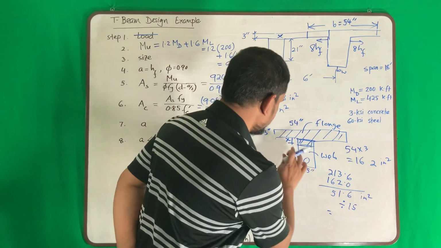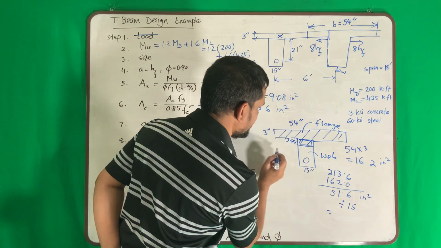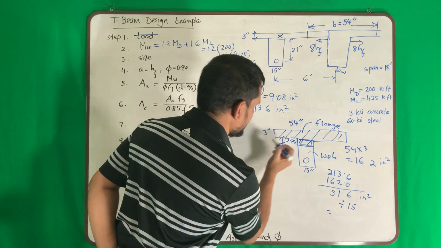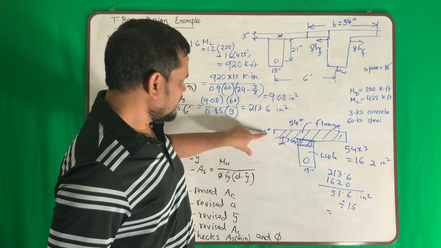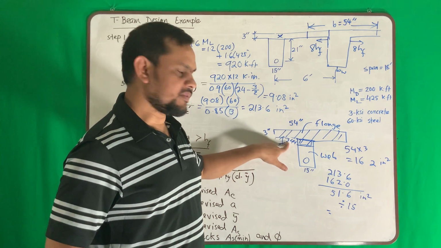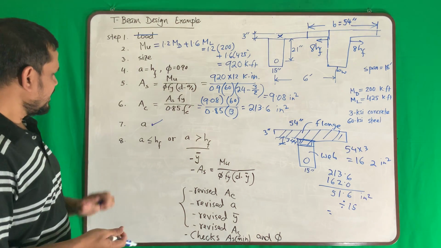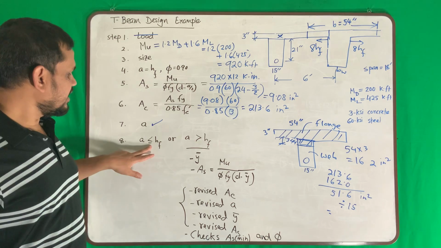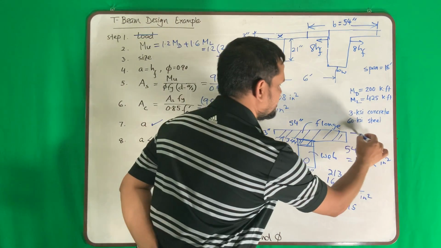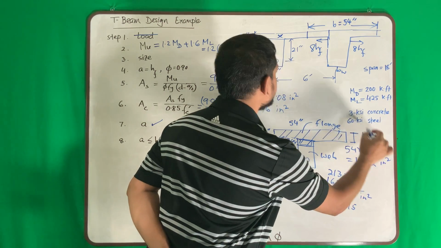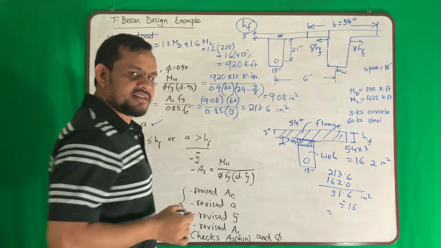So this portion is 3.44, this portion 3.44. So total a will be 3 and 3, 6.44. That means, okay, we got our a. Next step, is our a smaller than or equal to a shape? Now what is a shape? a shape means the depth of the slab. If I did not tell you earlier, a shape means depth of the slab.